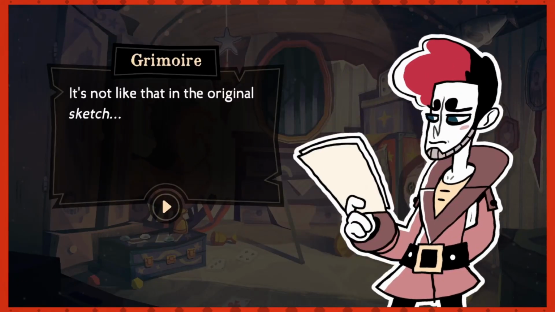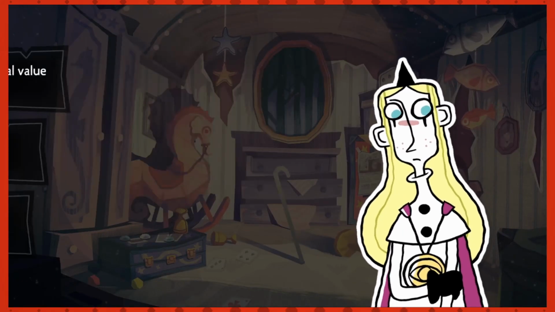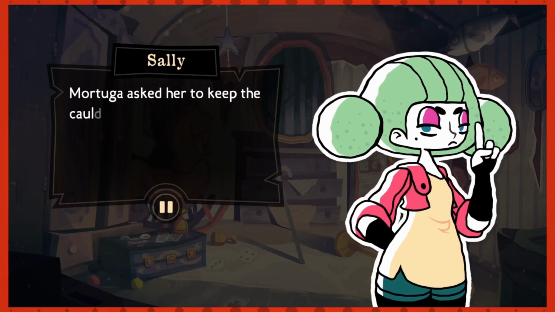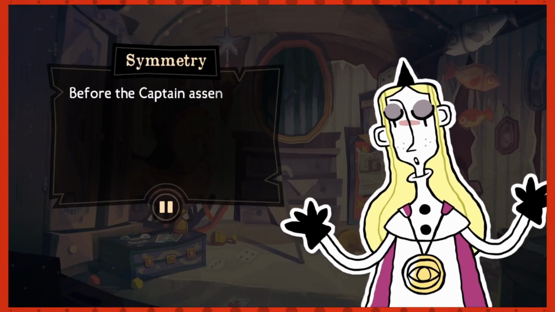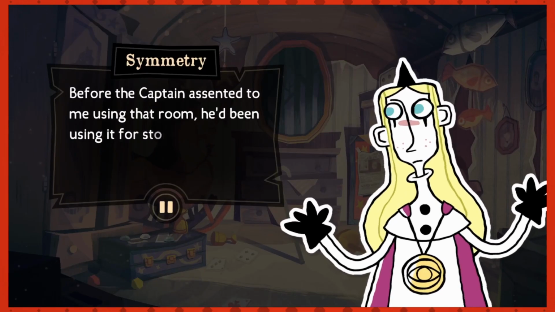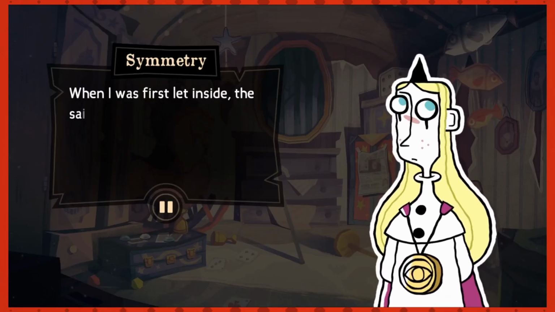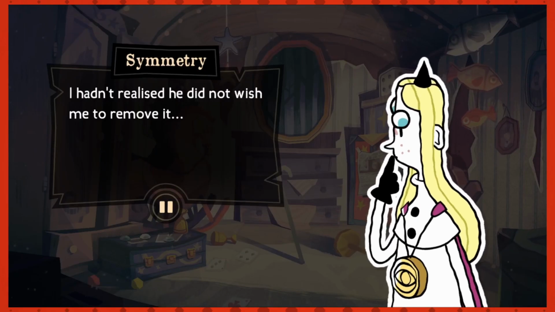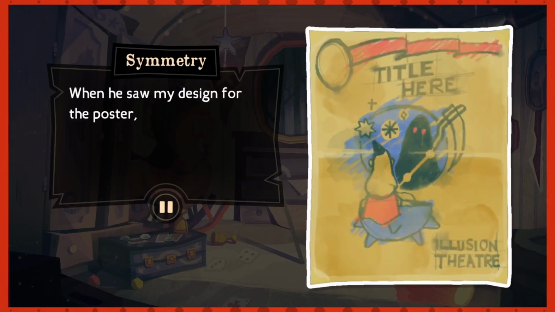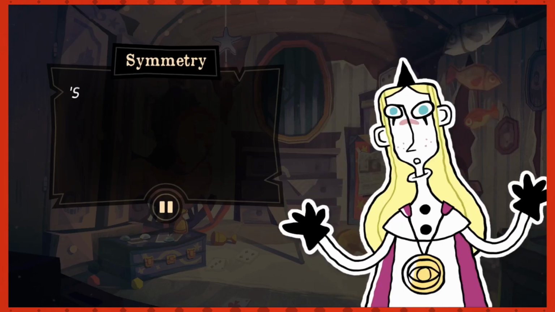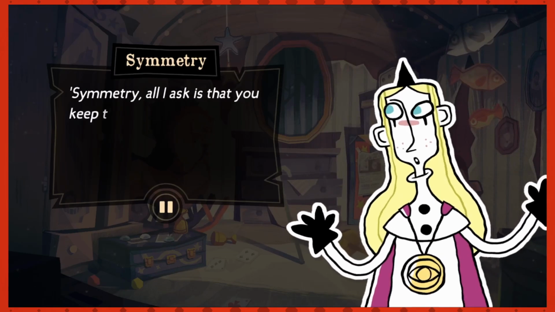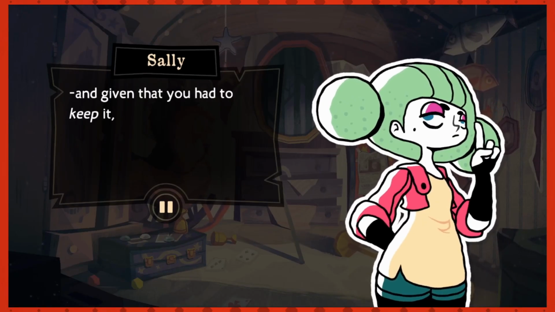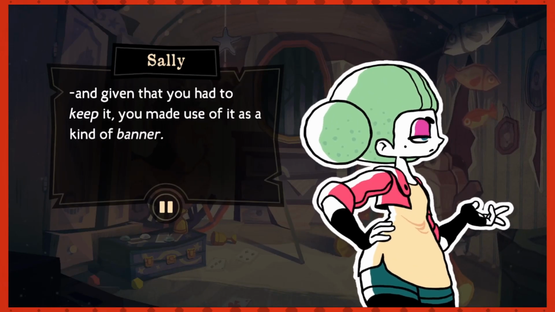Wait. You know what? That was dumb. See, in the drawing, yeah. He wanted her to keep it covered up. Tortuga asked her to keep the cauldron covered up. Yes, that makes more sense. I'm getting a little frustrated and tired. When I was first let inside, the sailcloth was indeed draped over the cauldron. I hadn't realized he did not wish me to remove it. When he saw my design for the poster, he had but one request. Symmetry, all I ask is that you keep the sailcloth on the cauldron. Yes, there we go. And given that you had to keep it, you made use of it as a kind of banner. Yes, now it makes sense.